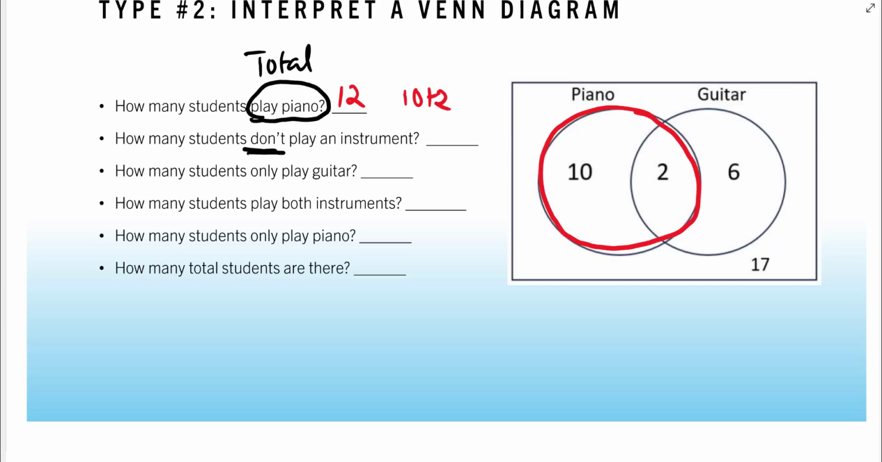La siguiente pregunta dice que cuántos estudiantes no tocan un instrumento. And that would be the number outside. So 17 students don't play an instrument.